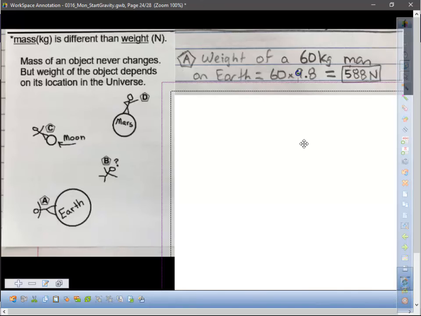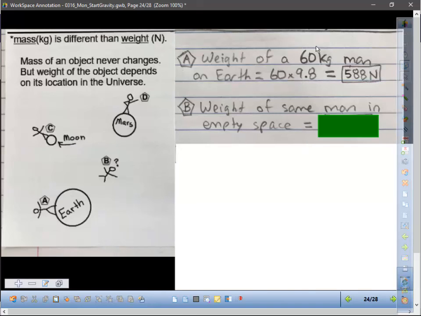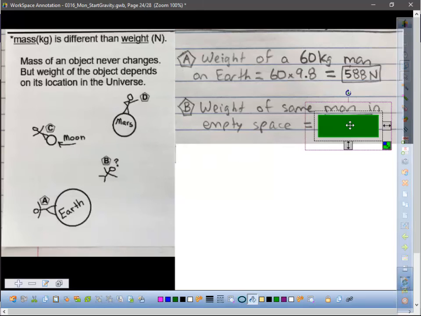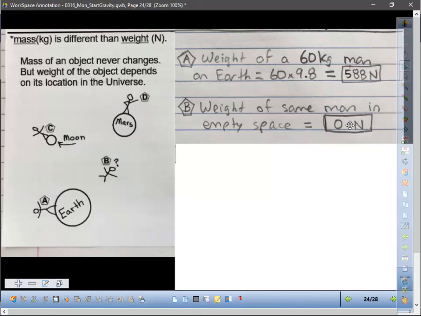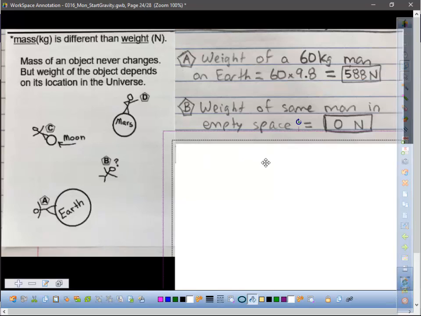Now let's talk about the weight of the same guy in empty space. He's right here floating in empty space. What do you think his weight will be in empty space? Choose the correct answer. It should be 0 newtons. That looks like an O, but it's really 0 newtons. His weight's 0 because he's weightless. Out in the middle of nowhere, there's nothing pulling on him, so he's going to be weightless.